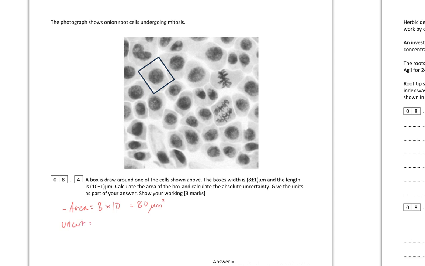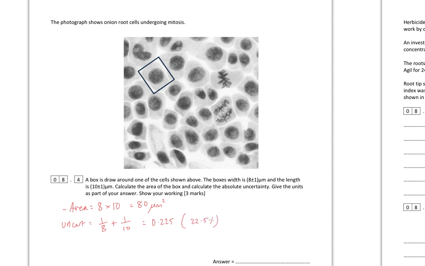Well, that's 1 over 8 plus 1 over 10, which equals, so 1 divided by 8 equals 0.125, plus 0.1, which equals 0.225. So that's my uncertainty. Or I could say that's 22.5%.